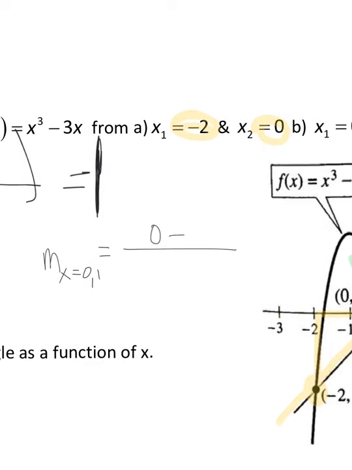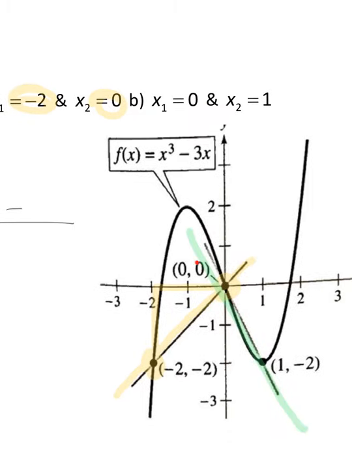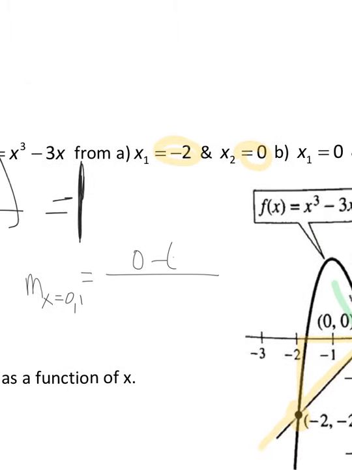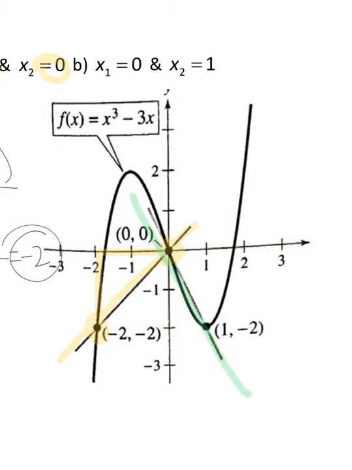minus the y value, sorry. So the y value here is 0. The y value here is negative 2, so minus negative 2, divided by the change in the x's, which is 0 minus 1. And so I have m of x equals 0 to 1. It's supposed to be an equal sign, sorry about that. In the numerator we have 2, and the denominator we have negative 1, and that's an average rate of change of negative 2, which, if we look over here, seems reasonable based on this graph.